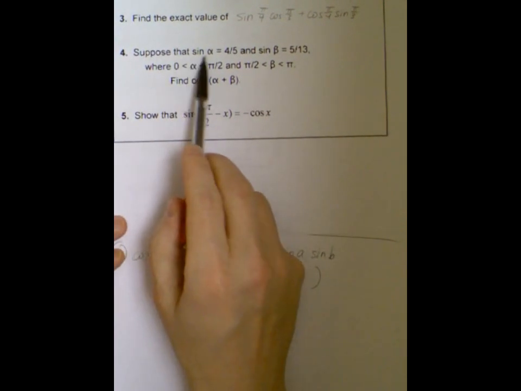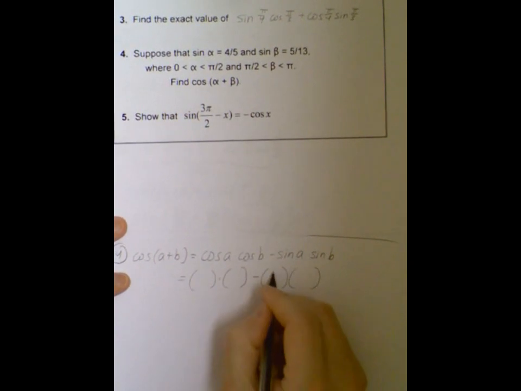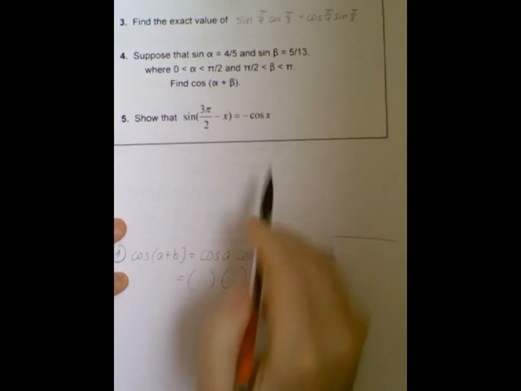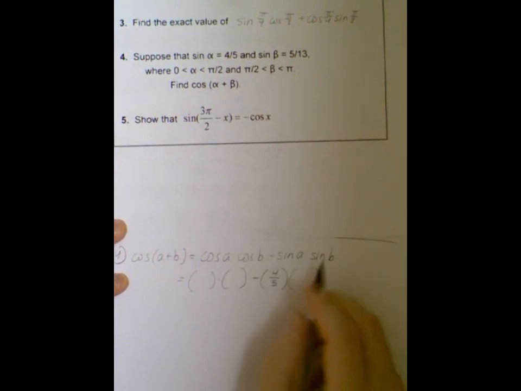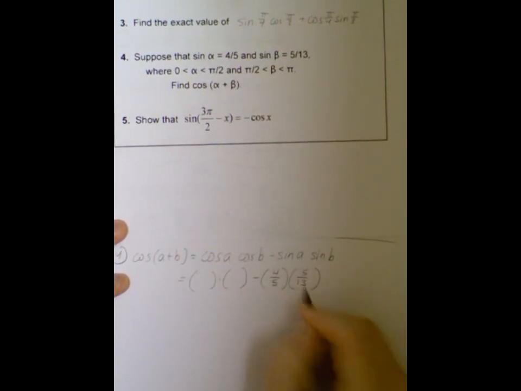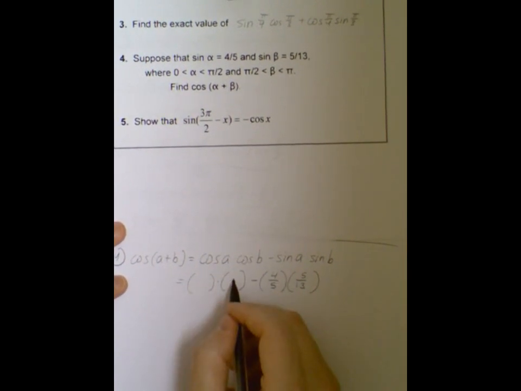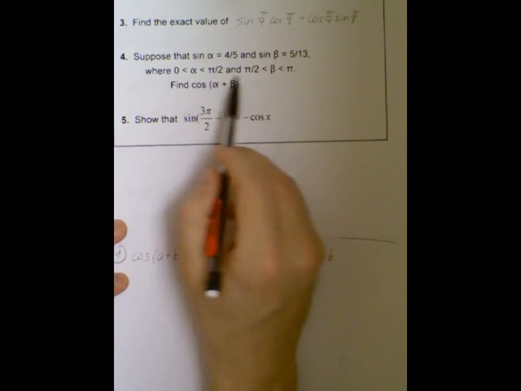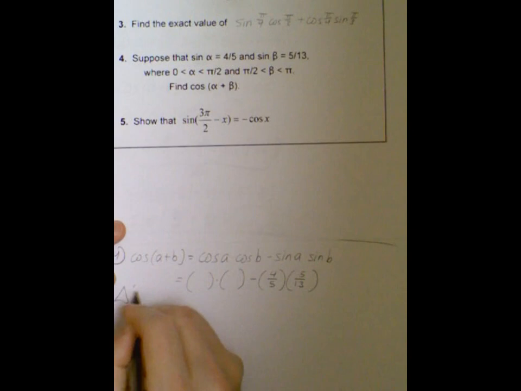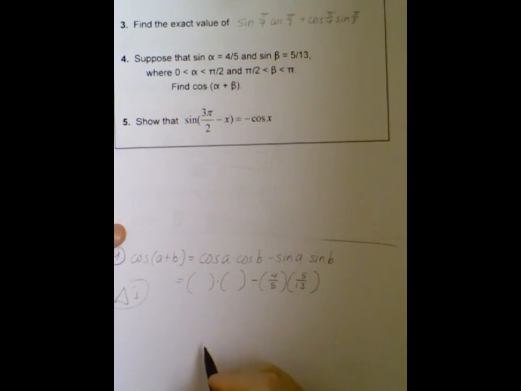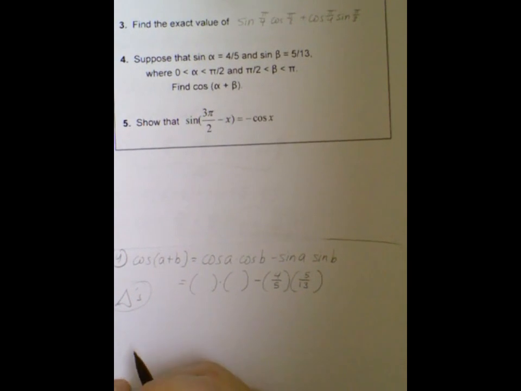Well, they say that the sine of A is 4 over 5, so I can put that in for sine of A. Here we go. And I know that the sine of B is 5 over 13, so I'll put that over here for the sine of B. Cool. Okay, the problem is I don't know the cosine of A or the cosine of B. But because they tell us where A and B angles live, we can use triangles. So plug in what you know, use the formula, and whatever you don't know, let's draw triangles and figure out.